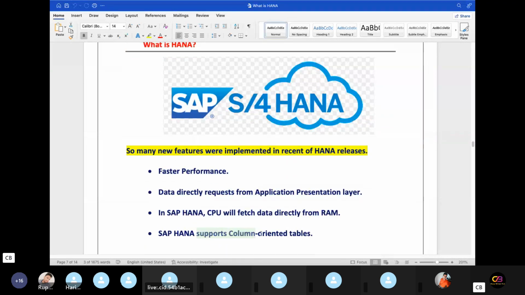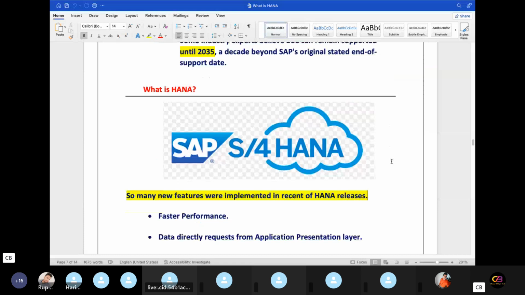HANA supports only column-oriented tables. The data stored in the SAP S4HANA HANA database is column-oriented only. That's the reason we can compress the data, because data stored in the HANA database is only column-oriented. So these points you need to remember.